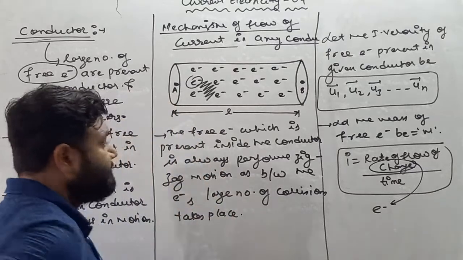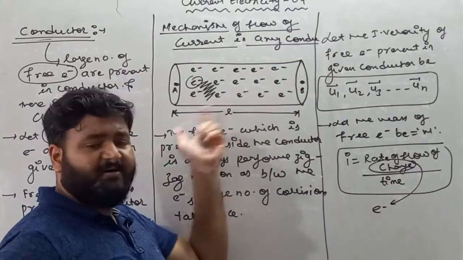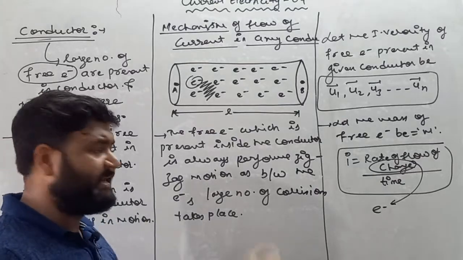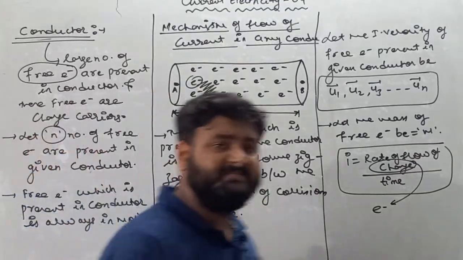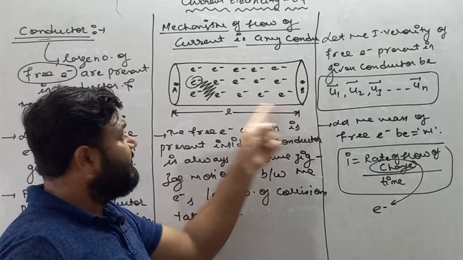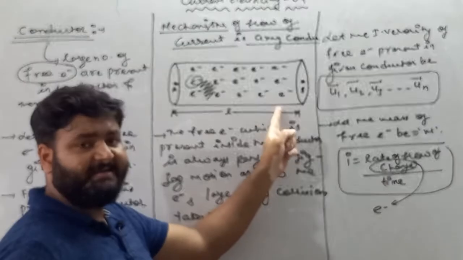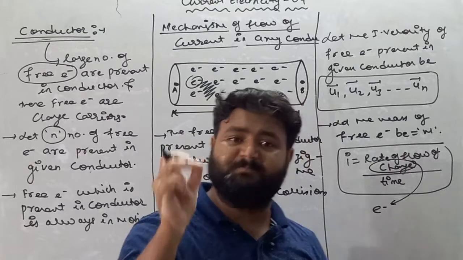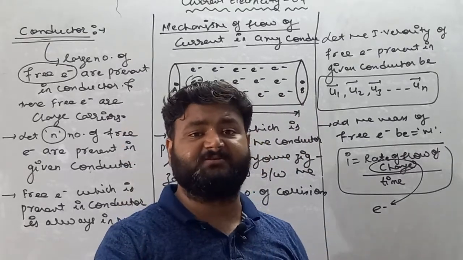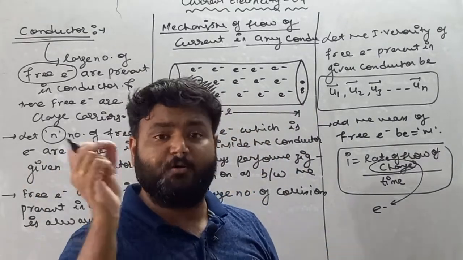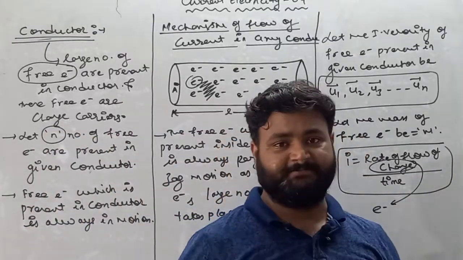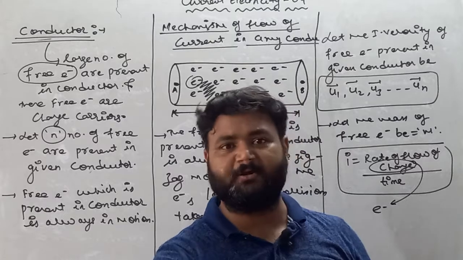Now see, this is a piece of conductor in which a large number of free electrons are in motion. I am repeating once again, this is a piece of conductor in which a large number of free electrons are present, and all the free electrons, which are basically charge, are performing motion with respect to time. It is but obvious.